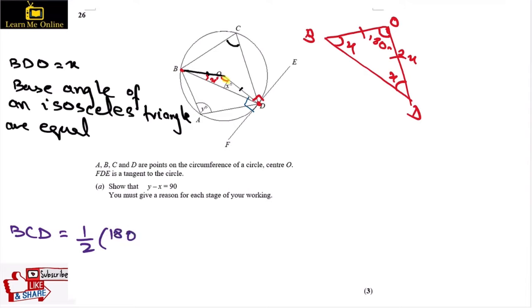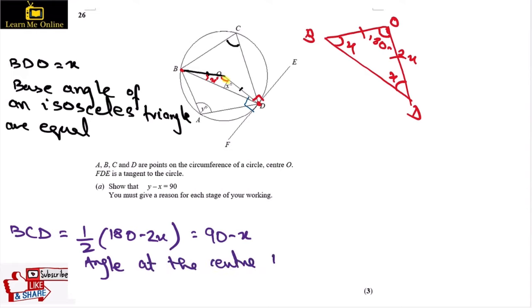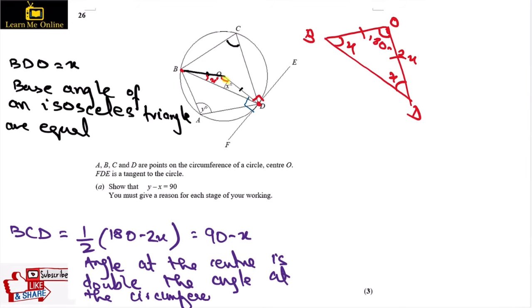So 180 minus 2x, using the circle theorem, and the simplification would be 90 minus x here. Now, once we get 90 minus x, we write down the reason for it. And the reason for it would be angle at the center is double the angle at the circumference. All right, okay. Now we know this angle as well, which is 90 minus x.